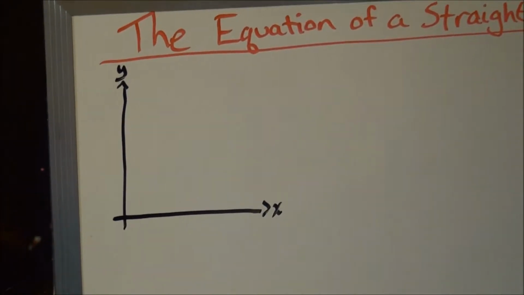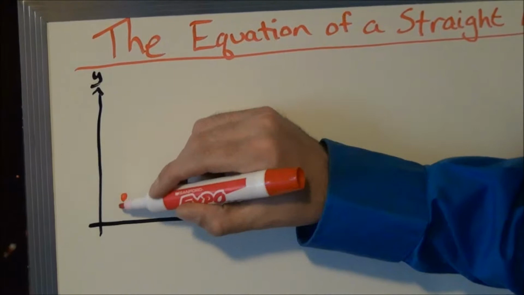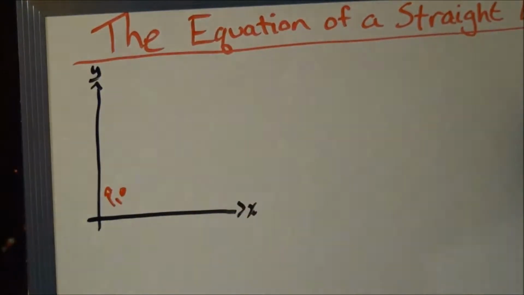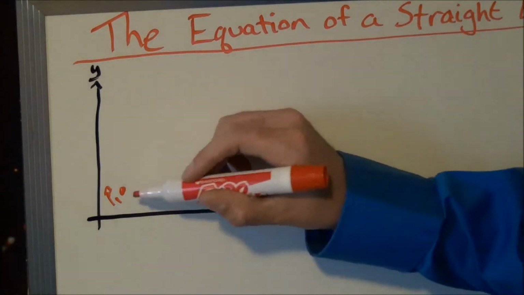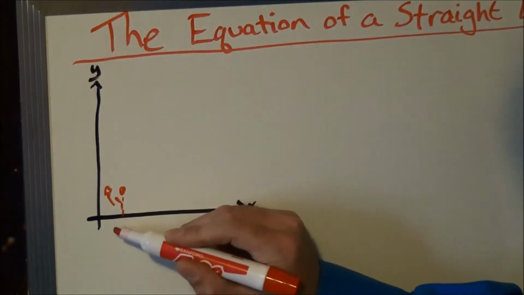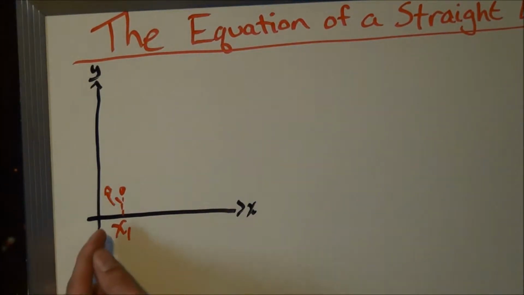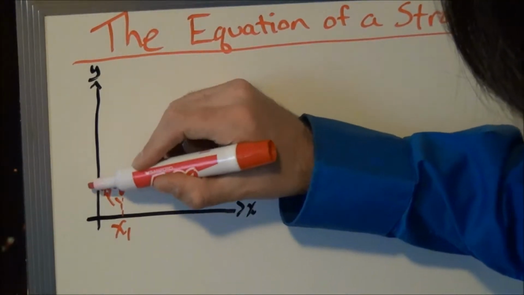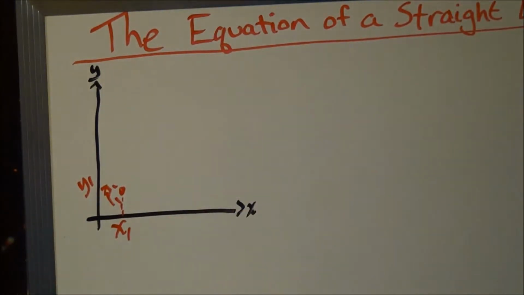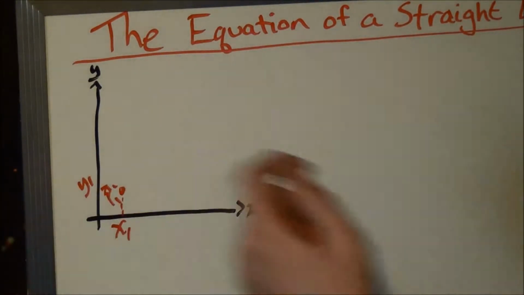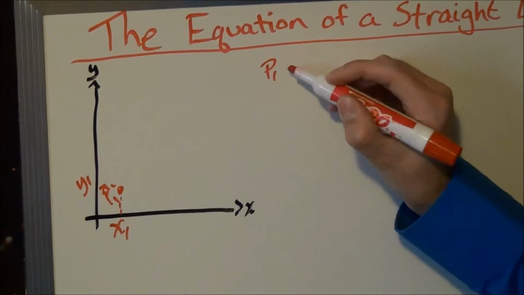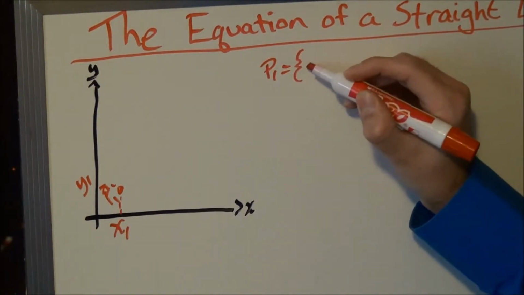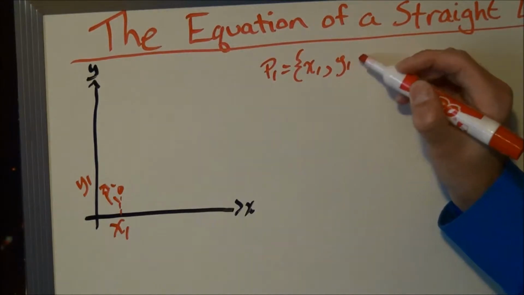Now, if I put in a point, which I shall call P1, I can describe the location of this point via its xy coordinates. Its x-coordinate, which I will call x1, is a measure of how far along the x-axis this point resides. And then of course its y-coordinate, which I will call y1, is a measure of how far up the y-axis it resides. Therefore I write P1 is equal to the coordinates x1, y1.